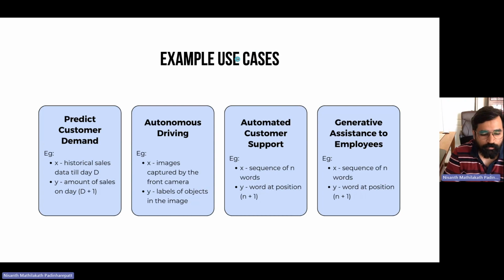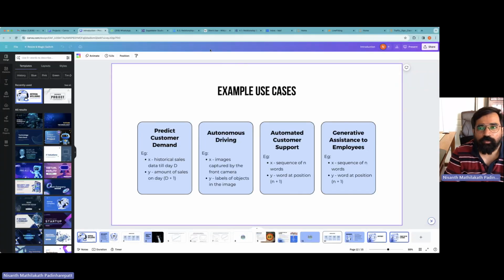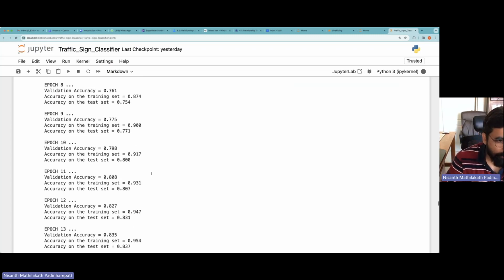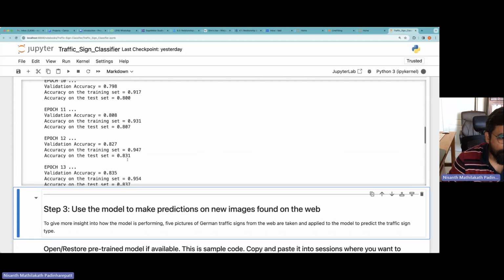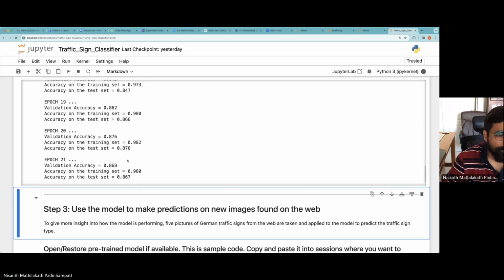Now let's go back to the graphic sign training. Hopefully it is done by now. Let us see. No, it is not completed, but you can see the accuracy has improved. Now it is able to correctly identify 86% of the images. Let's wait for a couple of minutes.